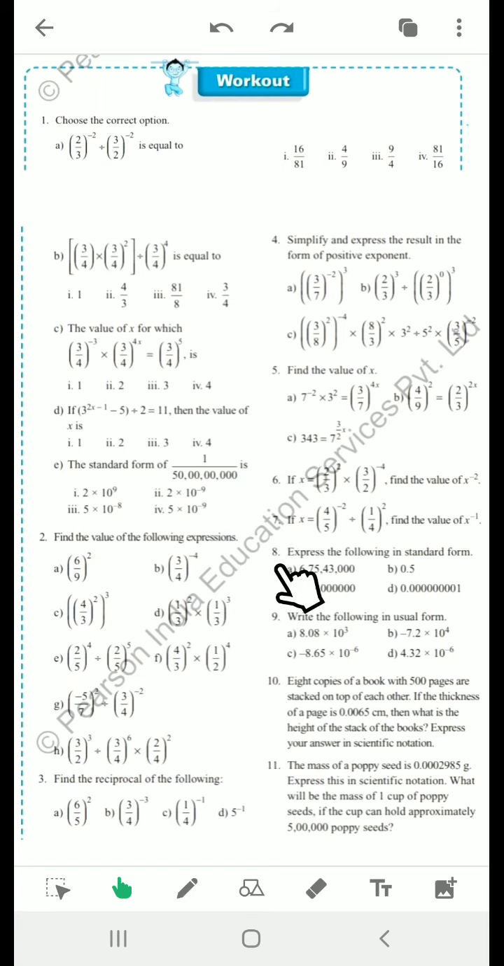But before that, look at the eighth question, express the following in standard form. So you have to write them in standard form. In ninth question, write the following in usual form. Then you have to write in usual form.